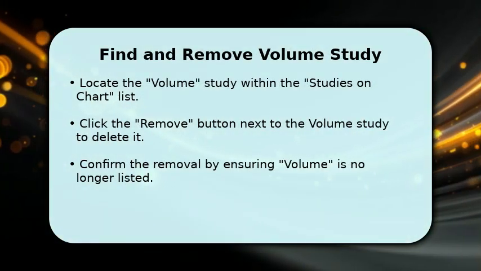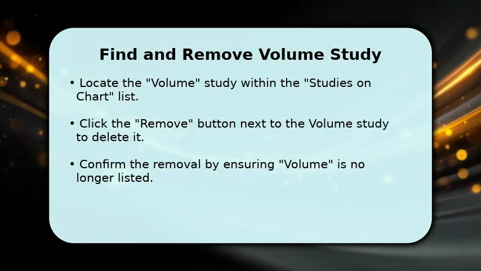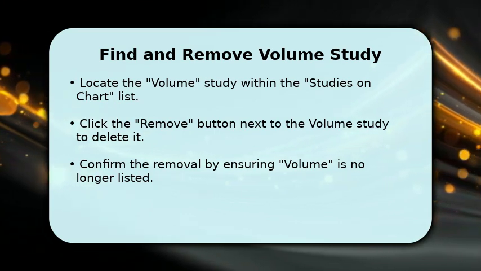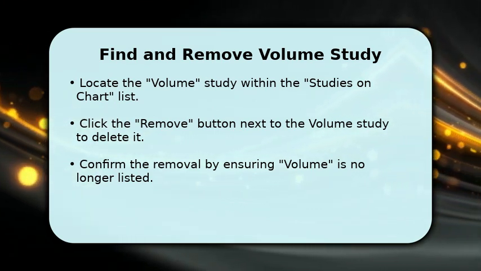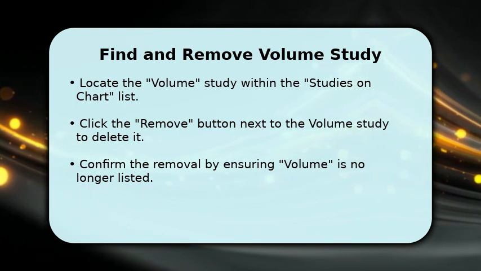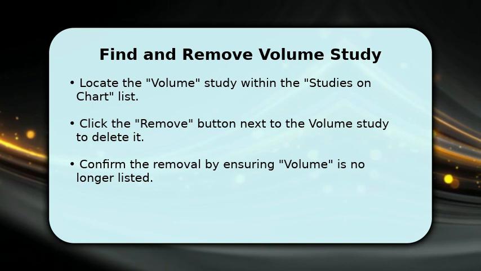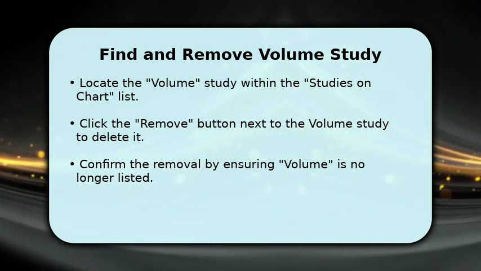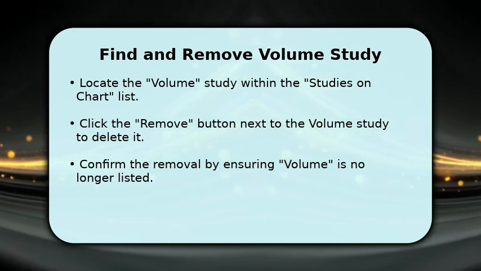Once the Edit Studies window is open, you'll see a list of all the studies currently applied to your chart on the left side. Look for volume in this list. When you find it, simply click the Remove button, which is usually represented by an X or a minus sign right next to the volume study. This action will take it off your active chart.